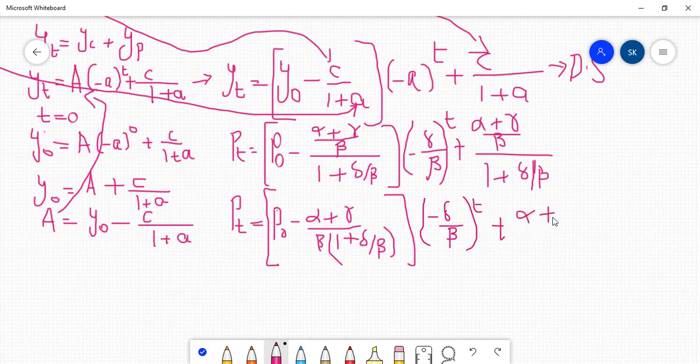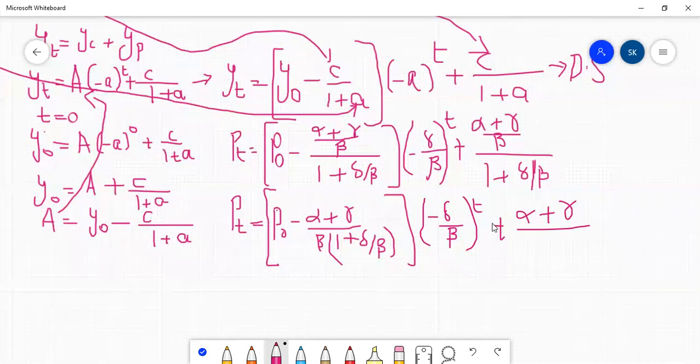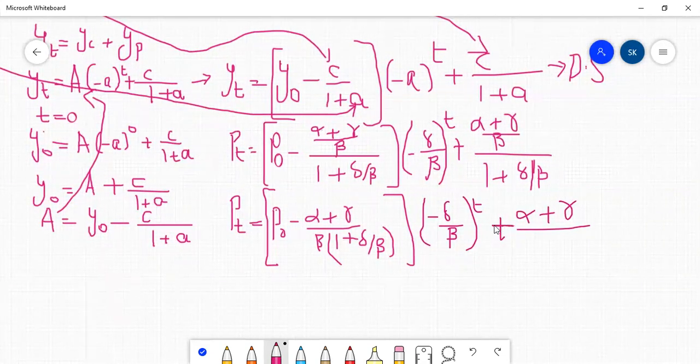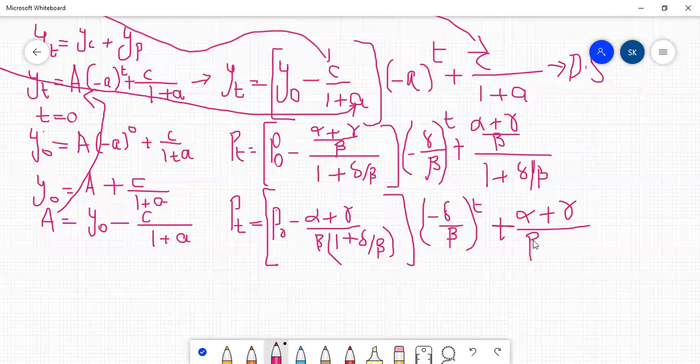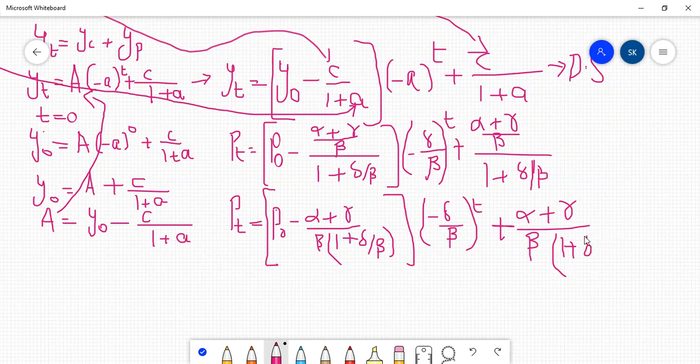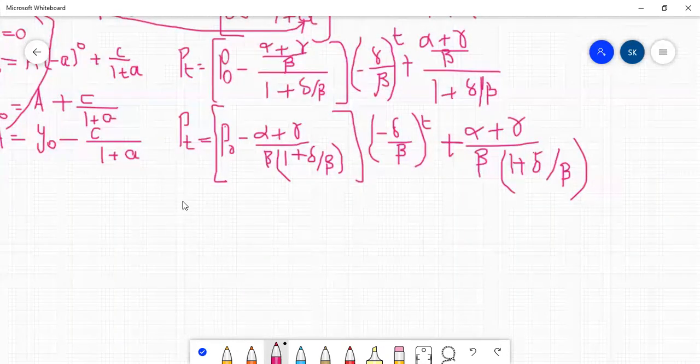Alpha plus gamma, again the whole divided by, this is a plus sign. Don't take it to be T, rather this is a plus sign. Alpha plus gamma divided by beta, and this beta is multiplied by 1 plus sigma upon beta, the whole divided by beta. Okay, this is beta, not P. Now what next we will do is find out the proper solutions for this.